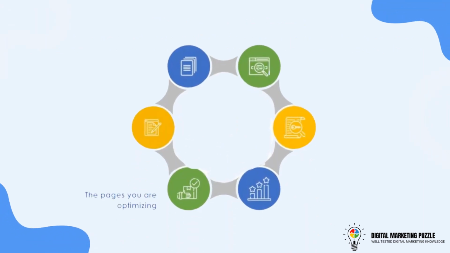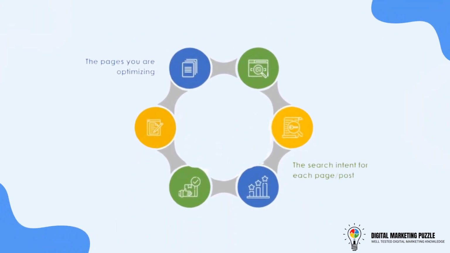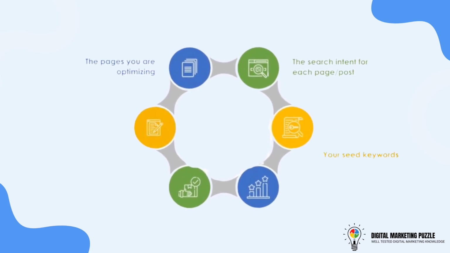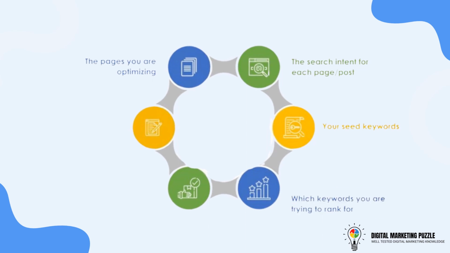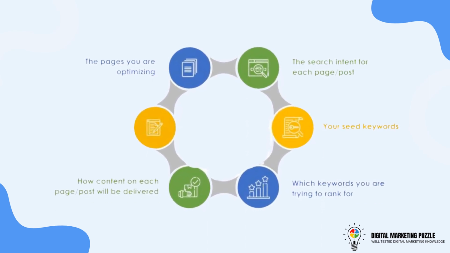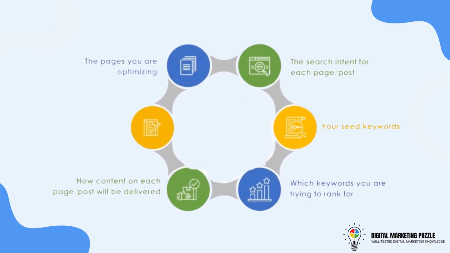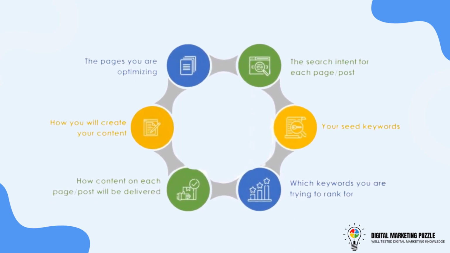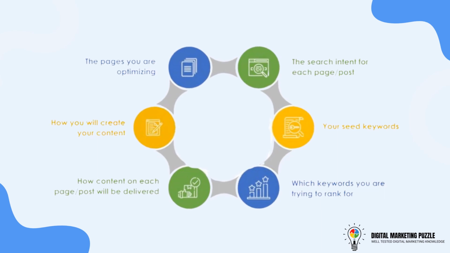Now that you have determined the pages you are optimizing, the search intent for each page or post, for example, commercial, informational, etc., your seed keywords, which keywords you are trying to rank for, how content on each page or post will be delivered, for example, how-to post, about page with your brand and product history, etc., and how you will create your content, from scratch or repurposed content, you are ready to map out a basic schedule for content creation.